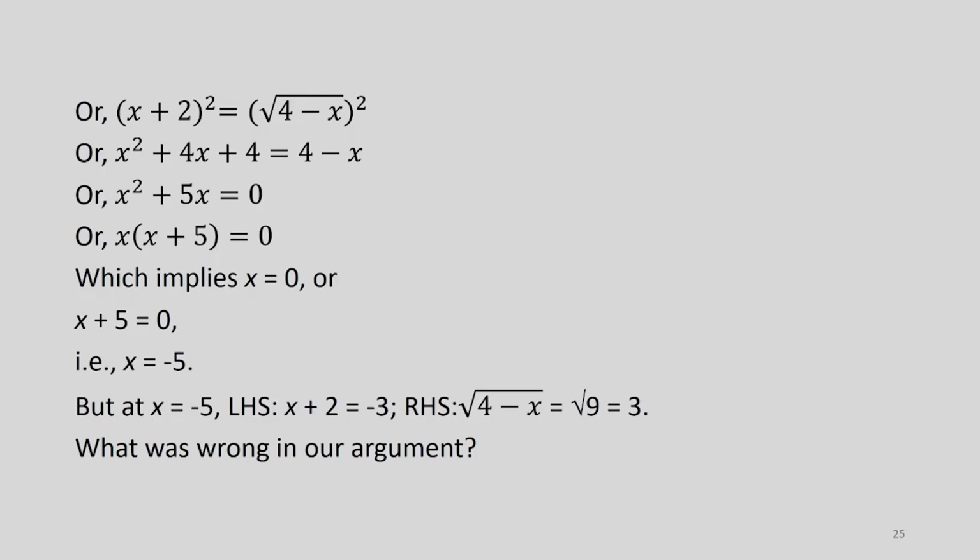Okay, so what do we do? We first square both sides, and when we square both sides, this is what we get. On the left hand side you have x plus 2 whole square, on the right hand side you have root over 4 minus x whole square, and then this is just simplifying the expressions. x square plus 4x plus 4 is equal to 4 minus x, and x square plus 5x, because x from the right hand side will come to the left hand side, 4 will get cancelled, and then it turns out to be this one, x multiplied by x plus 5 is equal to 0, which means that x is equal to 0 or x plus 5 is equal to 0, and from this latter one we get x is equal to minus 5.